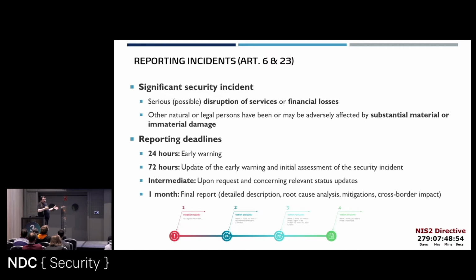You might err on the side of caution and report more than what you should, or maybe you don't know the impact and you need the help of the local authorities to help you determine that, right? But the thing is, if it has the potential of impacting a lot of people, you need to consider reporting it. And I've already mentioned the reporting deadline, so it's an early warning within 24 hours of having discovered that, not within 24 hours of having been hacked.